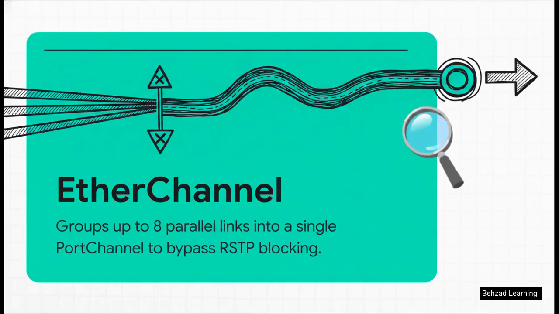To fix this, we use a really cool technology called EtherChannel. What EtherChannel does is it takes multiple parallel physical links and conceptually wraps them together into one single giant logical link called a port channel. And here's the magic. Because RSTP now looks at this and sees just one massive road instead of 4 separate dangerous ones, it doesn't block them. We finally get our multi-lane superhighway fully utilizing all the bandwidth the company actually paid for.